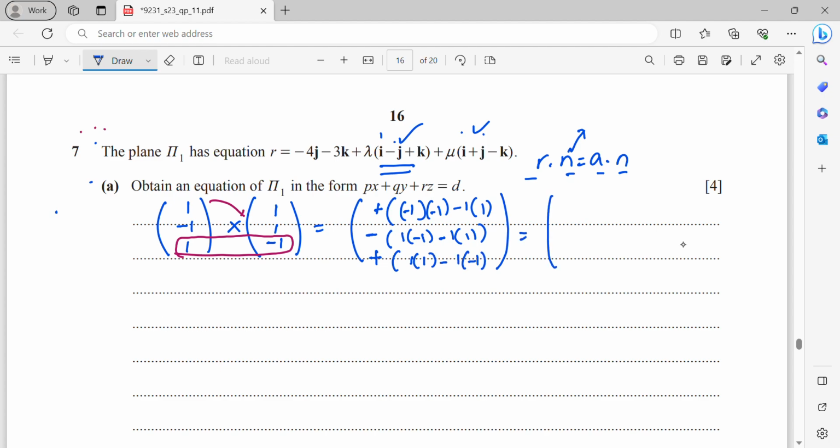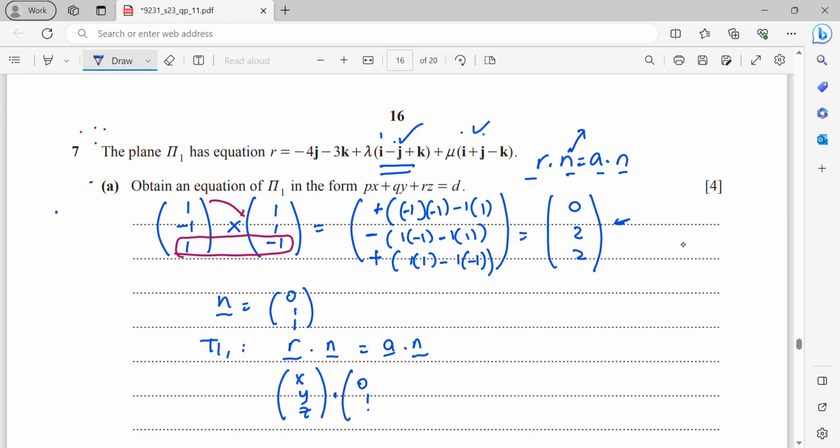Then here 1 minus 1 is 0, so 0. Then minus 1 times minus 1 is minus 1, another minus 1 is minus 2. Then you times with minus, this is positive 2. And lastly, you will get 2. Okay. So since your n is parallel to this vector, that means my n can be 0, 1, 1. So for pi 1, the vector equation is r dot n equals a dot n. Then I replace the r by x, y, z, and the n will be 0, 1, 1.